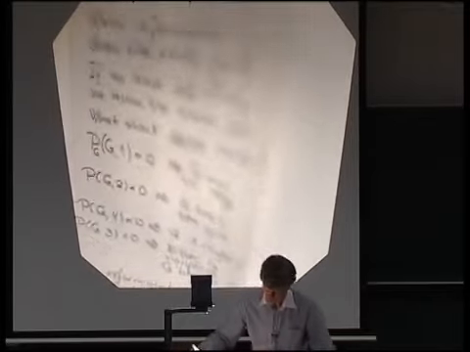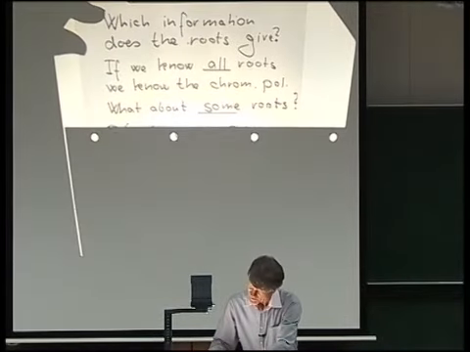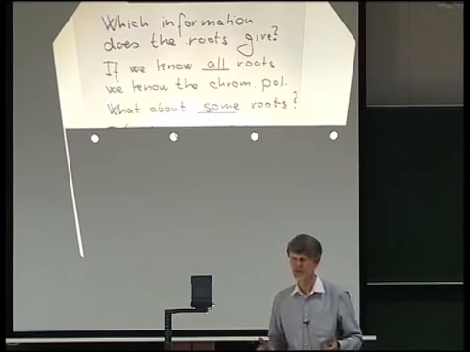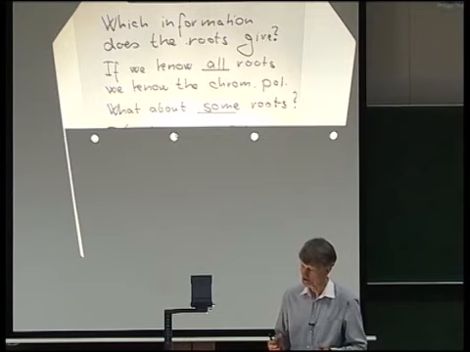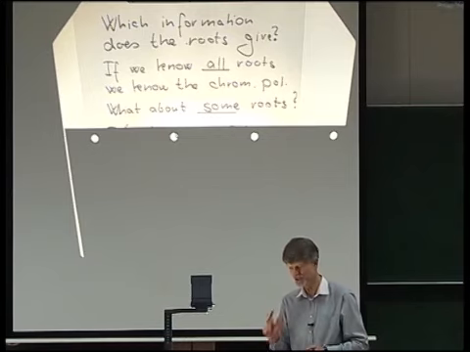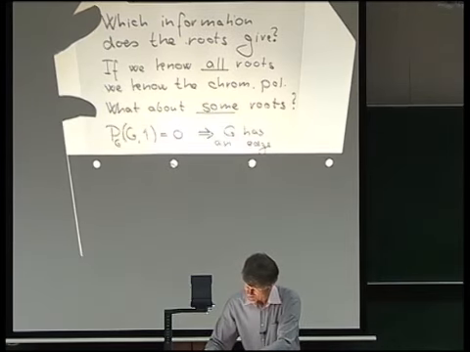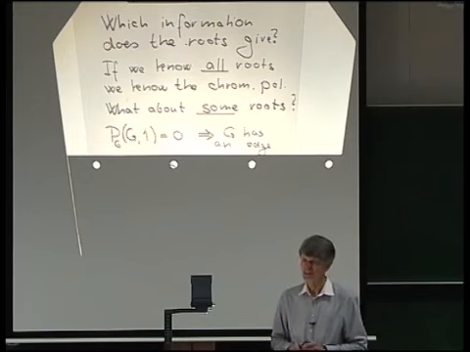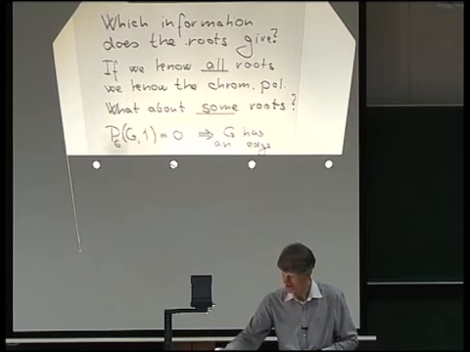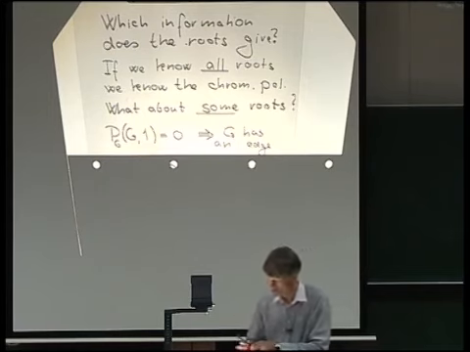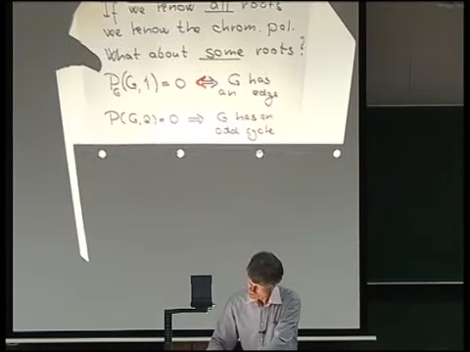So let me ask the following question. Which information do the roots give? If we know all the complex roots, then of course we know the chromatic polynomial. But what happens if we just know some of the roots? Does that give some information? And it does. If 1 is a root, we can conclude that the graph has an edge, because this means the number of colorings in one color is 0. So the graph has an edge, and you can't say more because you have if and only if here.